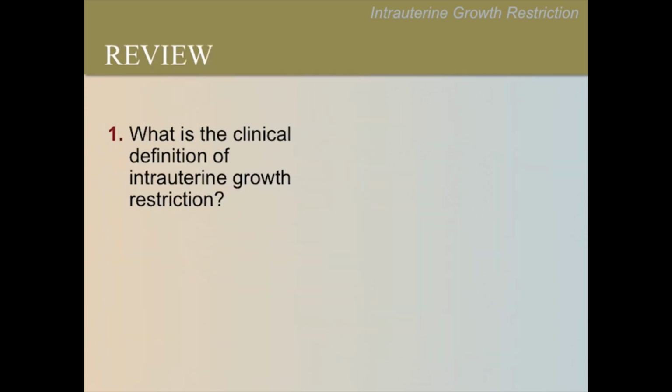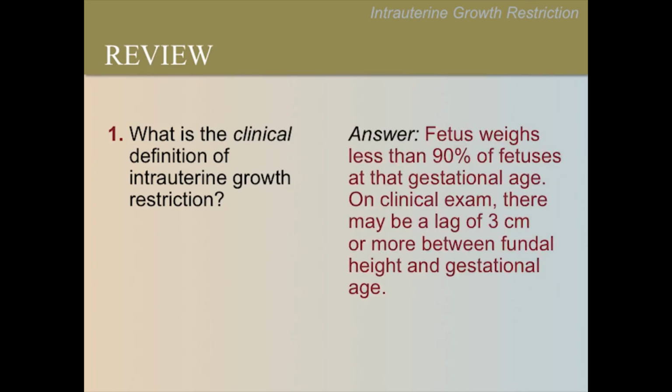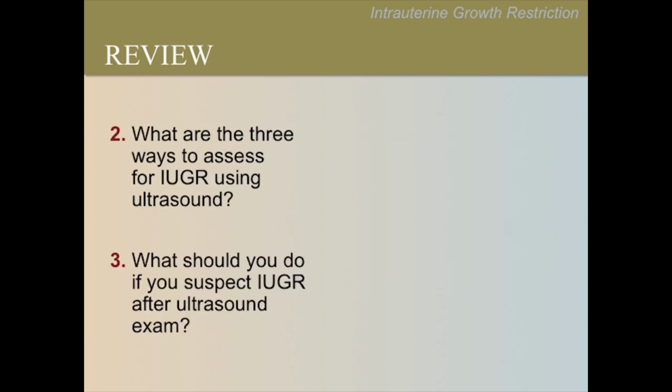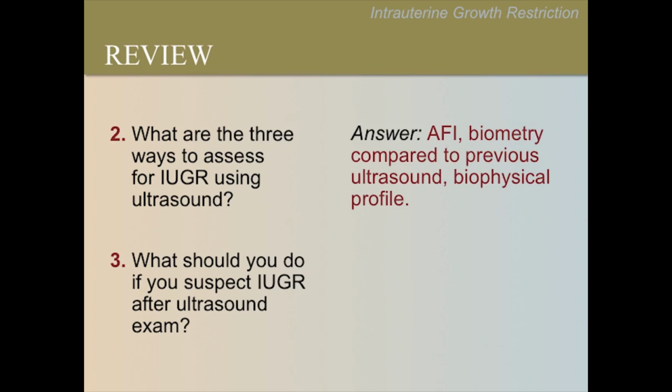Questions for review. What is the clinical definition of intrauterine growth restriction? The answer is a fetus that weighs less than 90% of fetuses at that gestational age. On clinical exam, a lag of 3 centimeters or more between fundal height and gestational age. What are the 3 ways to assess for IUGR and its complications using ultrasound? The answer is amniotic fluid index, biometry compared to a previous ultrasound, and biophysical profile.